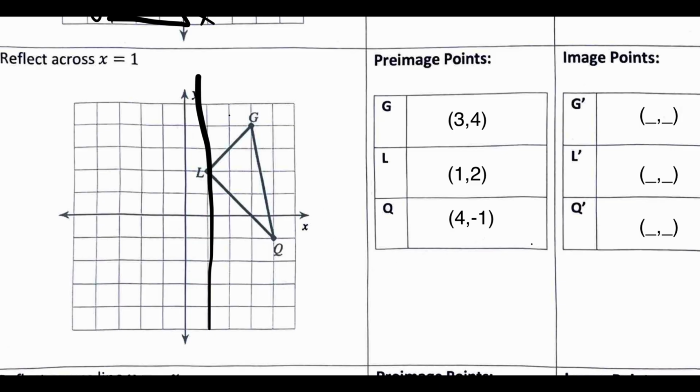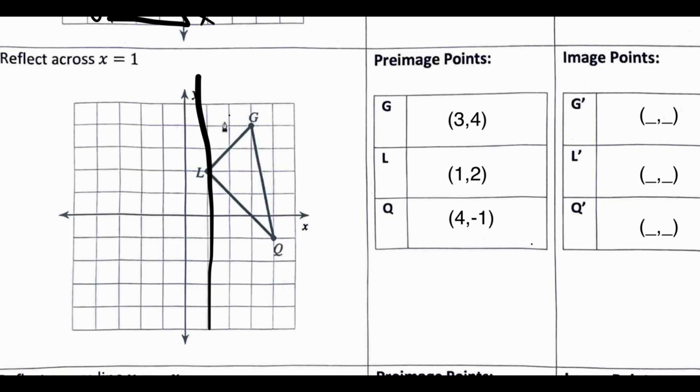Okay, so now looking at this, our graph, we can't apply the exact same concepts as if we were reflecting it across y-axis because it is not right at x equals 0. It is instead at x equals 1. So let's put it on our graph so that we're able to better visualize this.